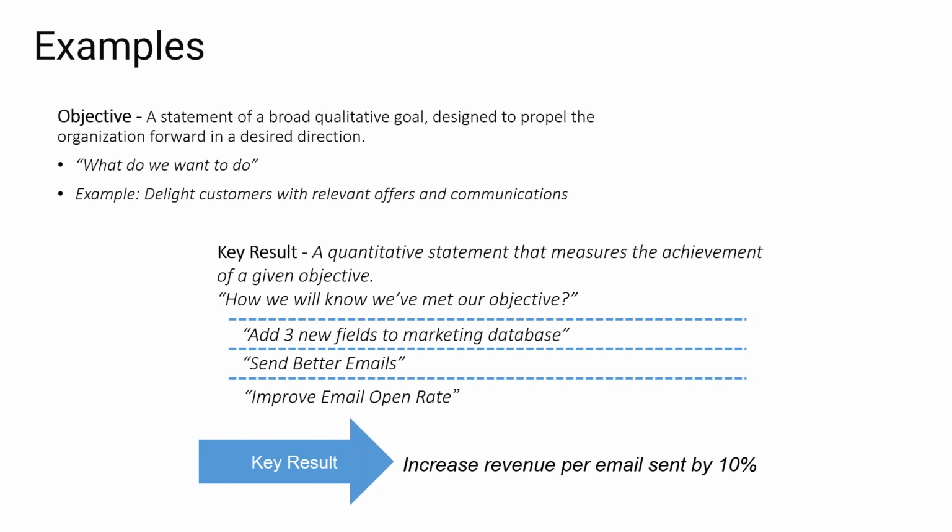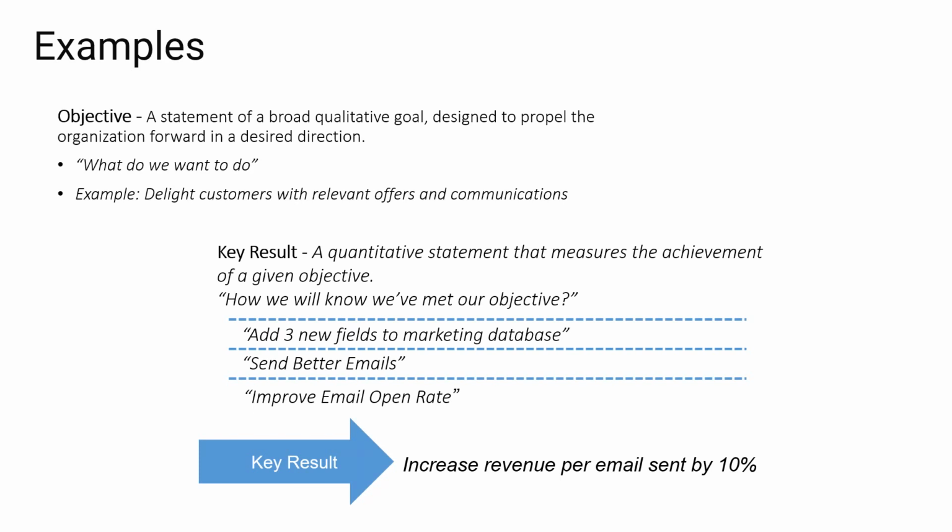So the key results really is where you want to spend most of your time, and you'll see the key result is answering the question, how will we know we've met our objective? So I simply ask them, how will we know that we've delighted customers with relevant offers and communications at the end of the quarter? How will we know? It's a basic OKRs question. And the answers that you normally get are things like, well, we just need to add 3 new fields to the marketing database. That's the first thing we need to do, actually. And there's nothing wrong with that.